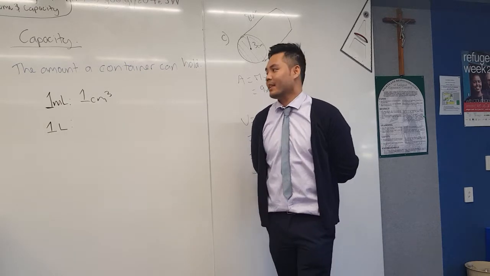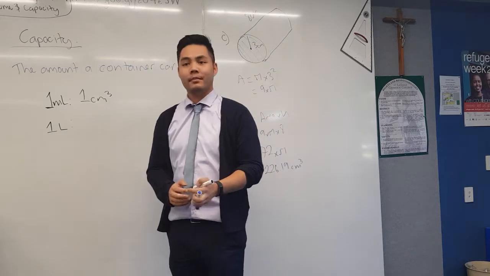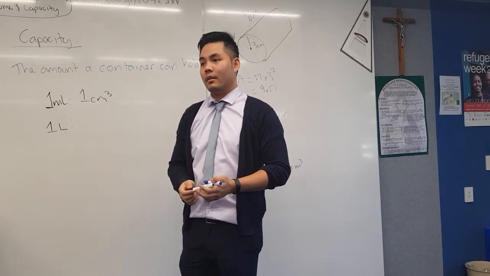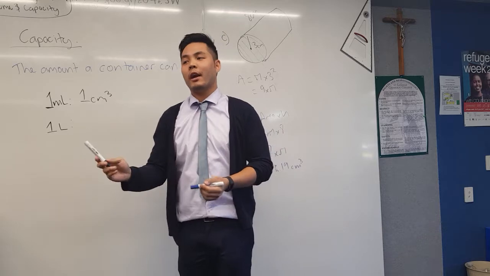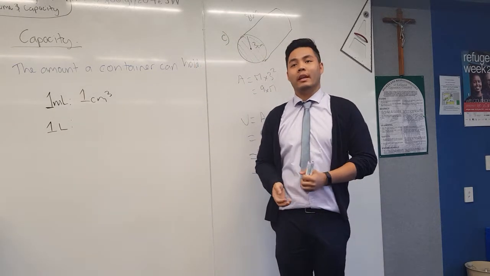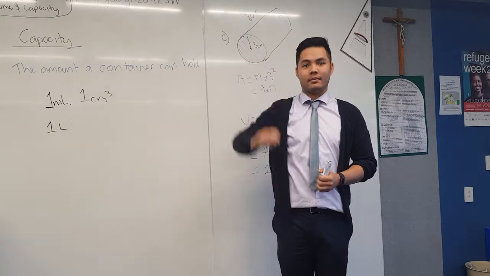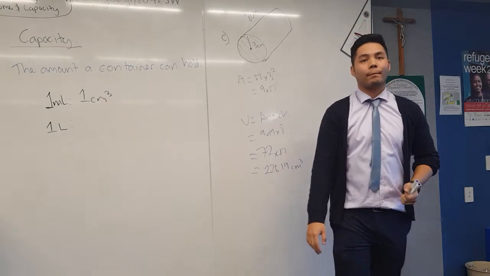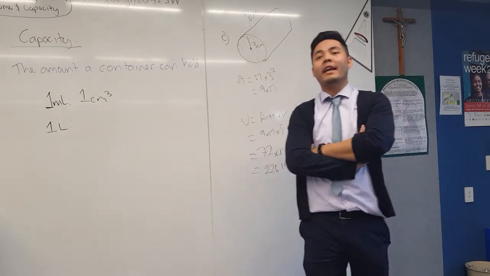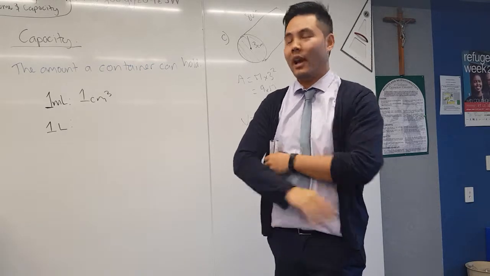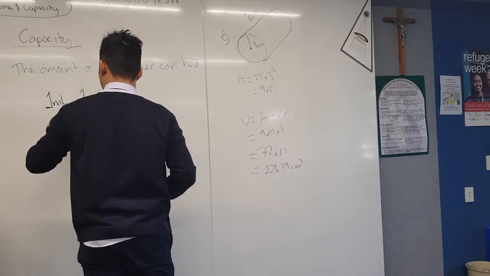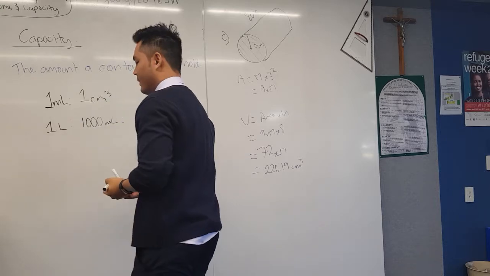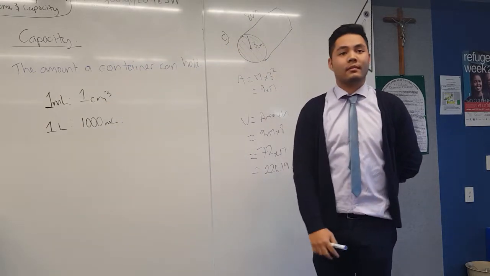our prefixes? Okay, so what does 1 liter equal to? 1 centimeter cubed. Hands up. Think about milliliters first, right? And then I'll move on to centimeters cubed. So what does 1 milliliter equal, guys? 1 centimeter cubed. And what does 1 liter equal to in milliliters? 1,000. Okay. Then that equals 1,000 centimeters cubed.